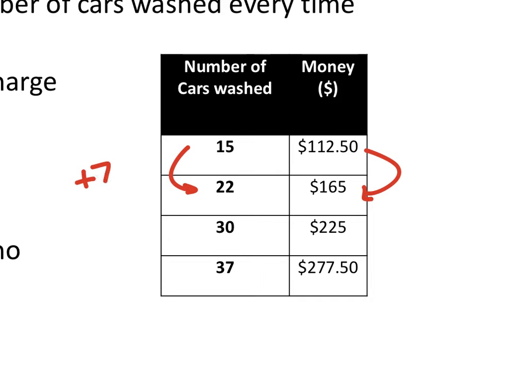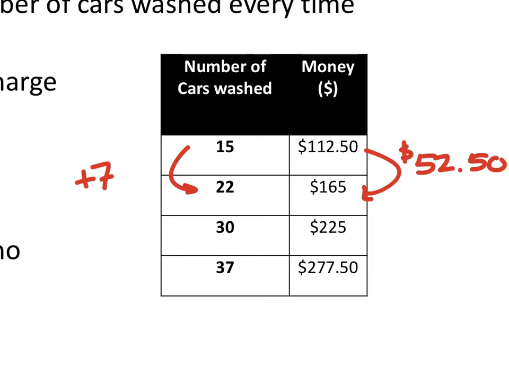So we can see it went up 7 car washes. And then the amount of money went up, let's see, I did $60. No, it wasn't $60 right there. It was $52.50. I just put that in the calculator. And some of you guys may be wondering, well, how did you get $52.50? I did $165 minus $112.50. All right, so that shows a change in dollars of $52.50 for the 7 car washes, right?